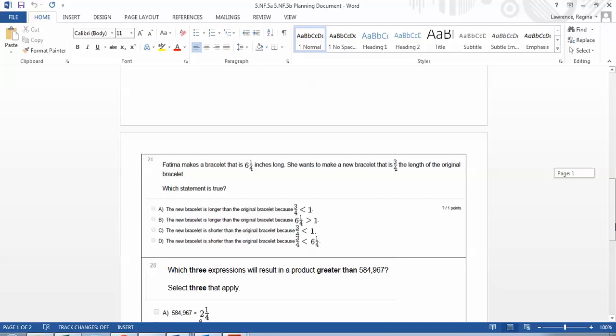Look, this is from the ADAT. Look at number 24. Fatima makes a bracelet that is 6 1/4 inches long. She wants to make a new bracelet that is 3/4 the length of the original. So which statement is true? Go ahead and take 30 seconds or 15 seconds to read those answer choices. The correct answer here is going to be C because 3/4 is less than one whole.